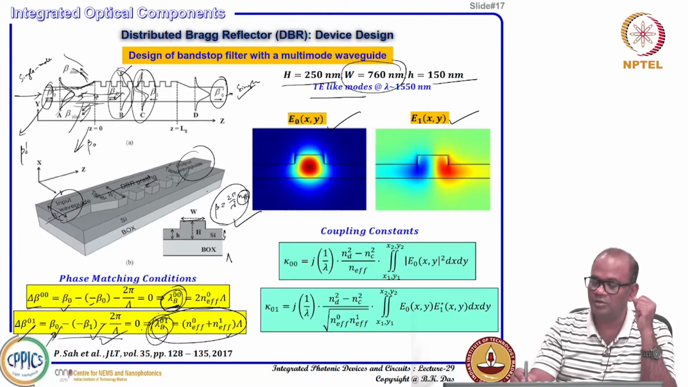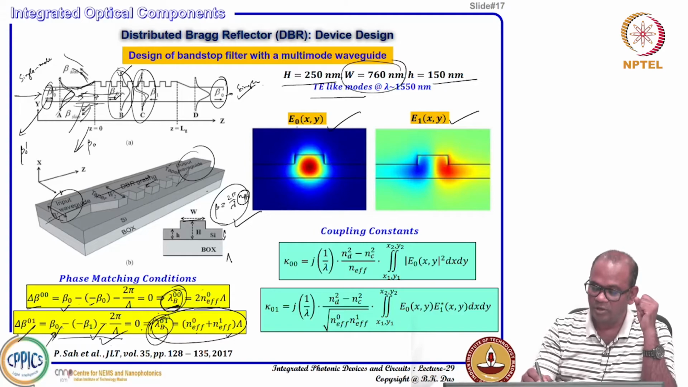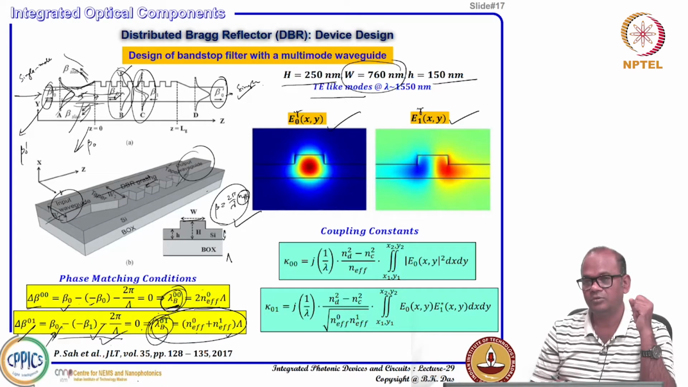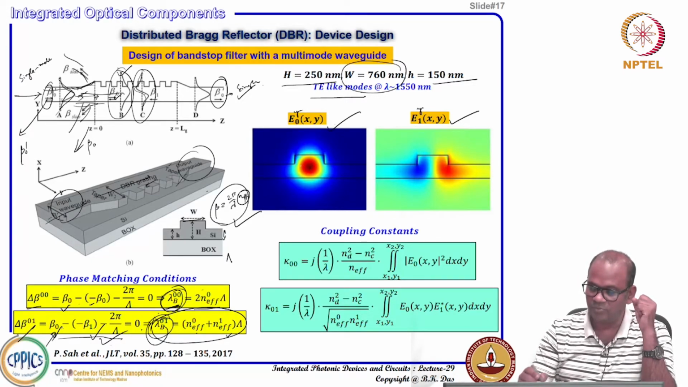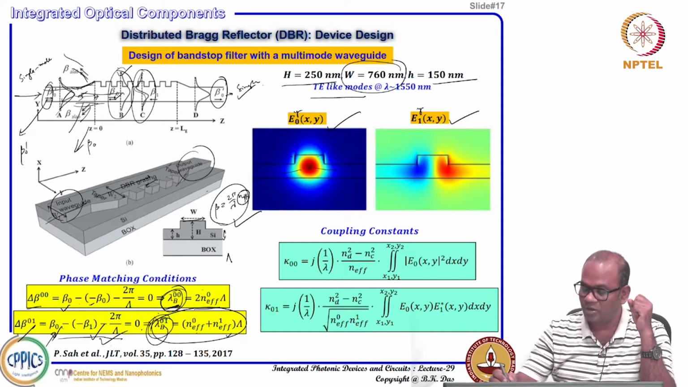Both the modes are TE-like modes. That means the electric field along the y direction is dominating for that guided mode. So E naught x y means the y component will be dominating, and the electric field will be oscillating mostly along the y direction. For the fundamental mode, you see it is maximum in the center and slowly decreasing, and there will be some kind of discontinuity just to satisfy the boundary condition. For the first order mode, this is a blue color and this is a red color, which signifies that you are getting something like this.